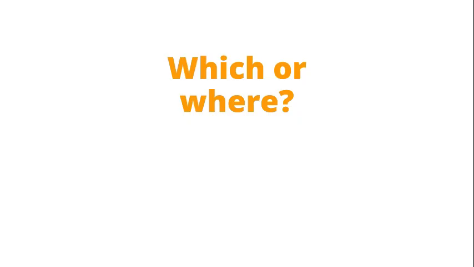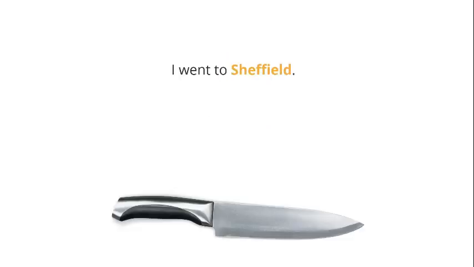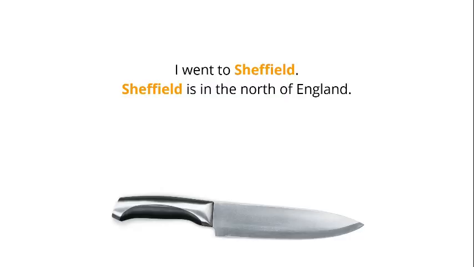Now let's look at this, which or where. Sometimes we are talking about a place as if it is only an object, and sometimes an object can be a place. What do I mean by that? Let's look at some examples. I went to Sheffield. Sheffield is in the north of England. Okay, this is information about the city of Sheffield. So I'm only describing the city.